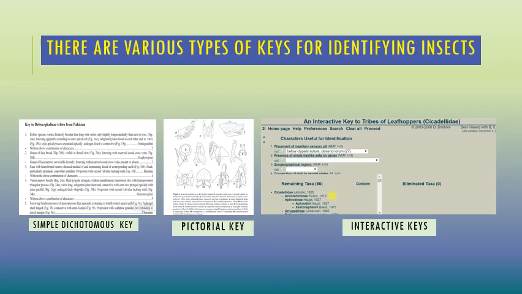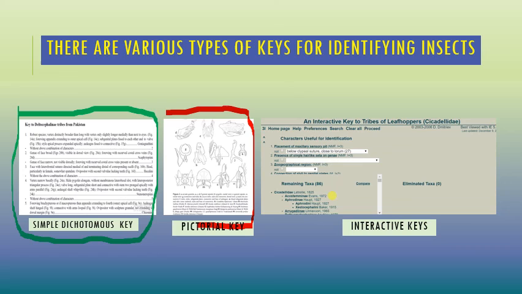Now there are various types of keys for identifying insects. The one is here, simple dichotomous keys. This is a very old one, still it is in use. People use it to identify the insects. Another one is the pictorial key. In the pictorial key here, the pictures are provided and people compare their pictures and specimens with these pictures and find out what species that is.